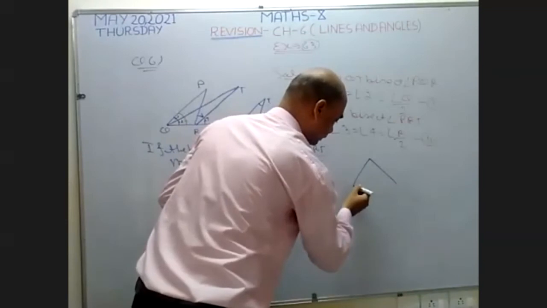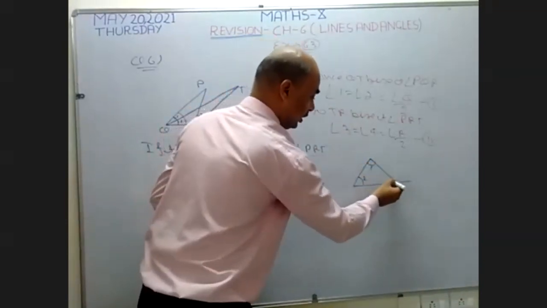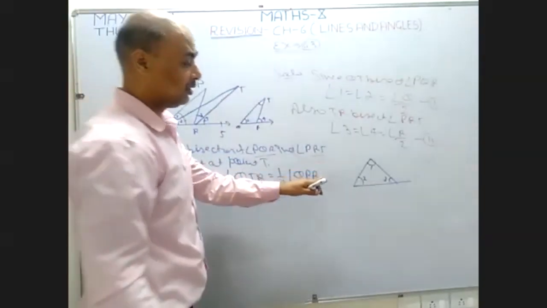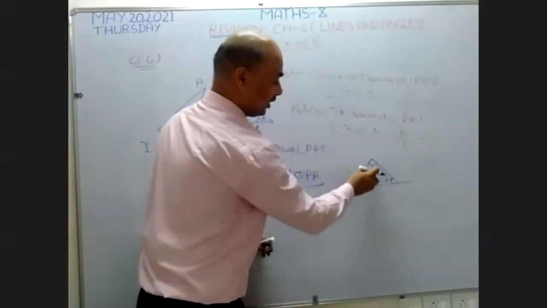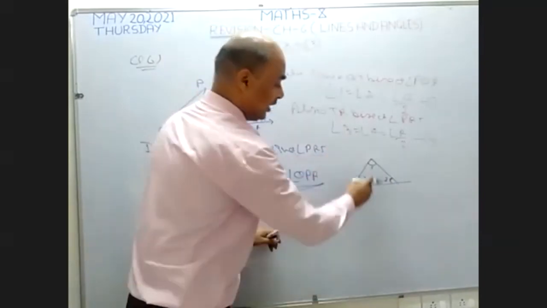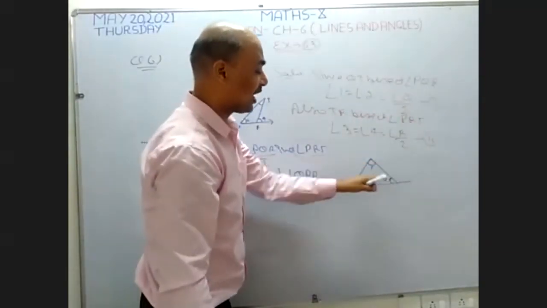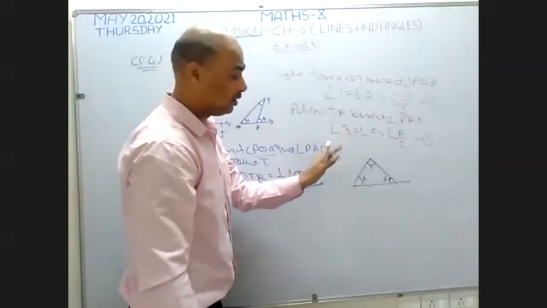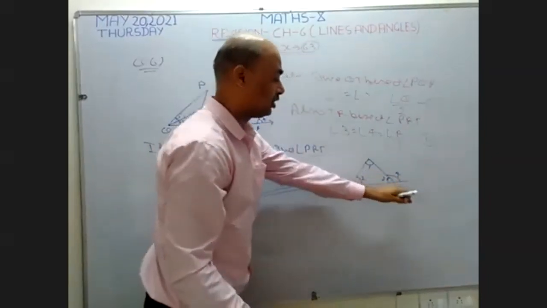This is a triangle. How many angles does a triangle have? 1, 2, and 3. A triangle has 3 angles. Okay, beta? Yes, sir. So these 3 angles are known as interior angles. All these angles lie in the interior of the triangle. Therefore, these are known as interior angles. Okay, beta? This is the exterior angle of this triangle.